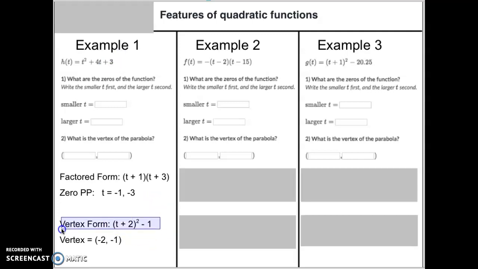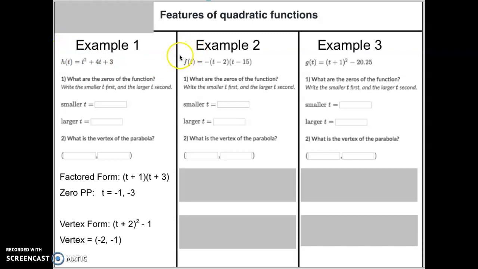So once you get into vertex form, it's easy to find your vertex. It's the opposite of this number, so negative 2, and this number is your y on the outside. So negative 2, negative 1. So it's fairly simple to find it if it is in quadratic form to start with.